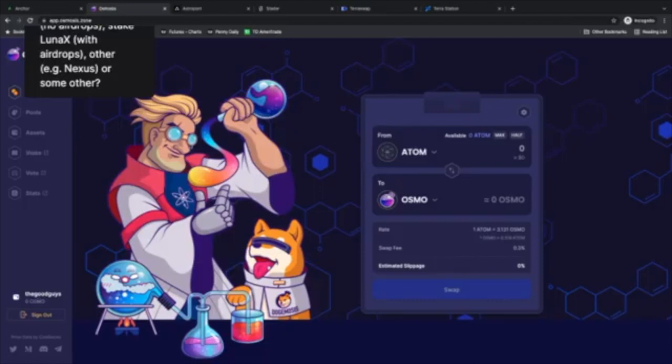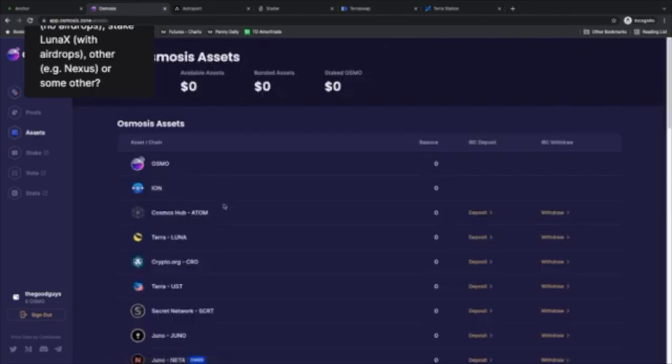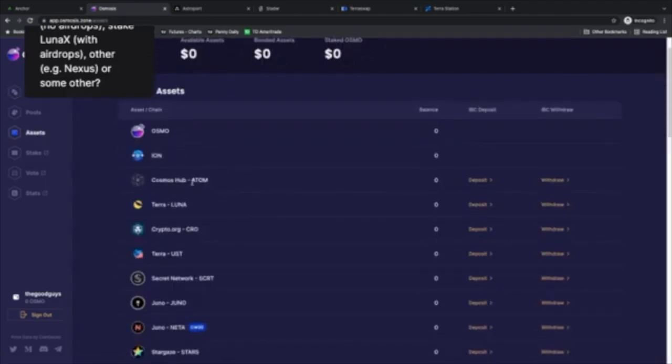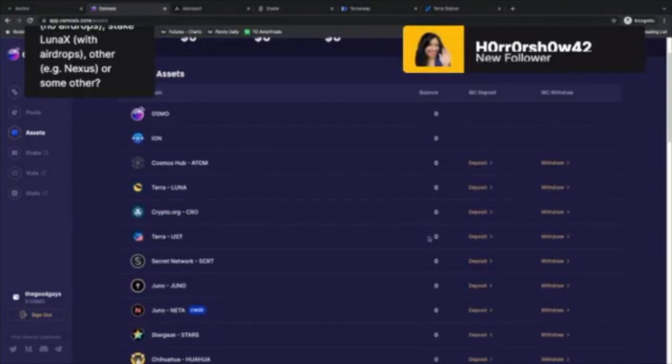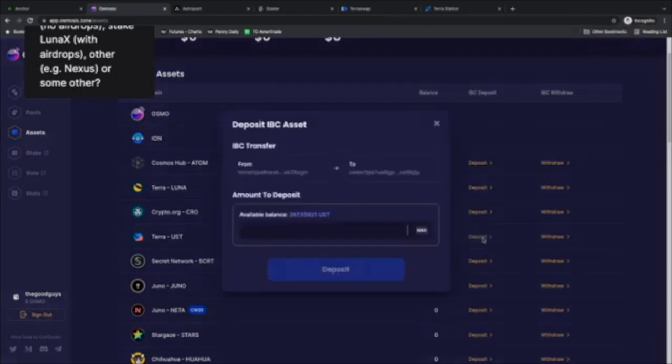And when you're on Osmo and you click assets, so I'm back on Twitch, just so you guys know. When you click assets, you see the Osmosis assets. If I go to deposit, because I created my Keplr wallet with the same seed phrase as my Terra Station wallet, and because it's all on the Cosmos blockchain, the power of IBC, you can see here that my UST balance from my Terra wallet is right here.